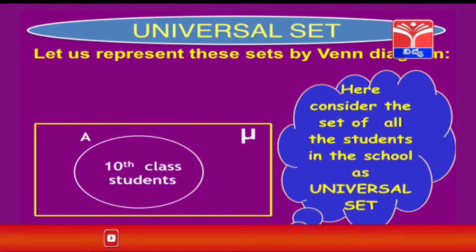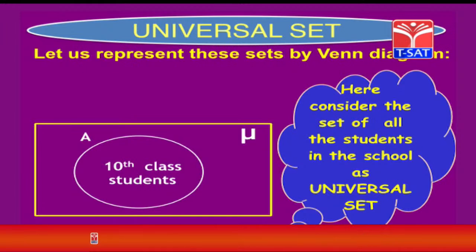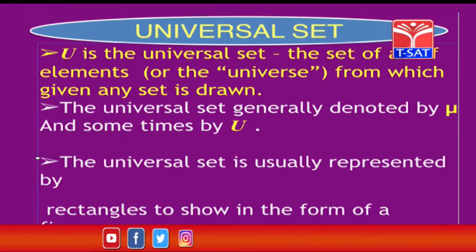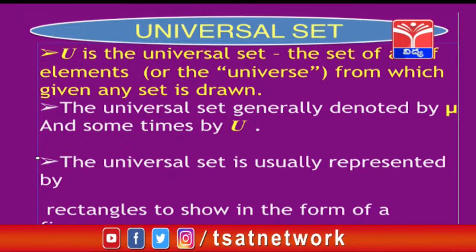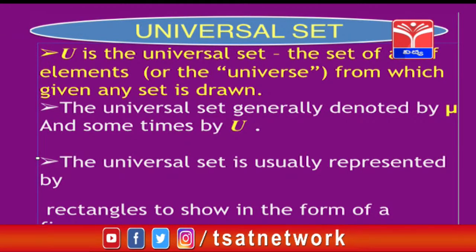In a Venn diagram, one rectangular shape is drawn, and the 10th class students set is represented by A. Here we consider the set of all the students in the school as the universal set. Now, what is a universal set? U is the universal set, the set of all elements or the universe from which any given set is drawn. The universal set is generally denoted by mu and sometimes by U.